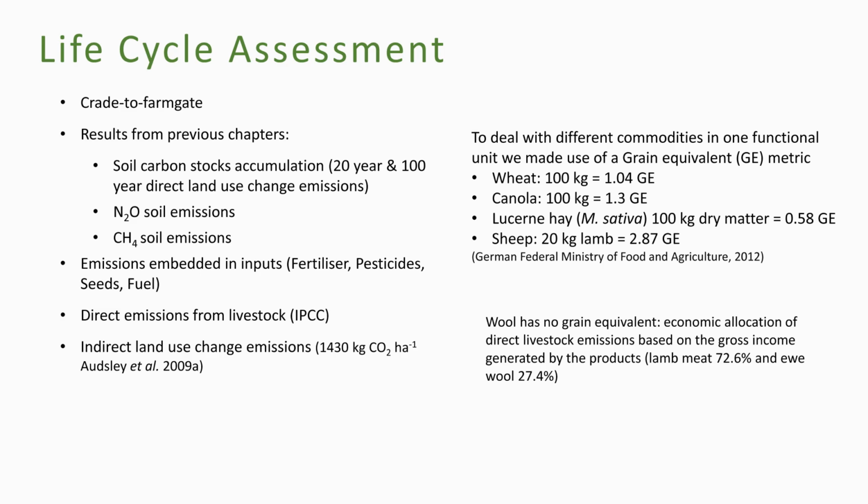And then we wanted to compare different commodities. So for you to be able to compare one lamb with a certain amount of wheat, we used a grain equivalent. This is a German metric, and basically we used it to combine everything and almost change the currency of it all into grain equivalents. And then wool has no grain equivalent because it's not edible. So for this we used economic allocation, which is basically that there's a certain amount of the emissions of livestock which we excluded because we allocated this towards the production of wool.